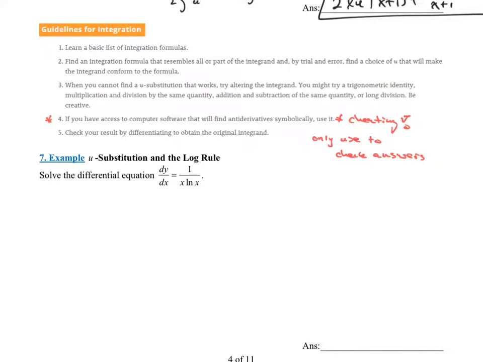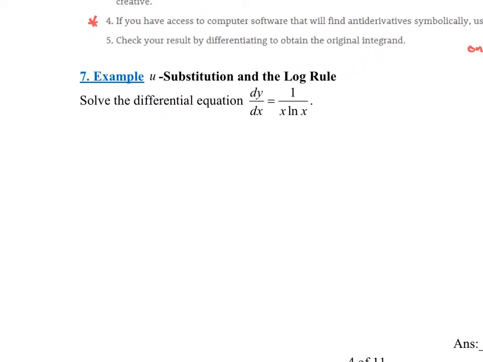Alright, let's move on to number 7. Number 7 says solve the differential equation dy/dx equals 1 over x ln of x. Again, what are we looking for here? dy/dx equals 1 over x ln of x. That means we want to solve for y. So how do you solve for y? We need to integrate it. So what they're looking for, since this is a differential equation, is the integral of 1 over x natural log of x with respect to x.